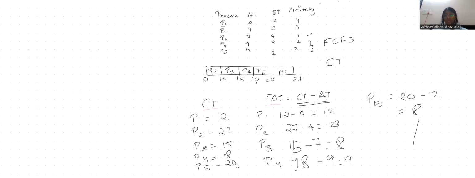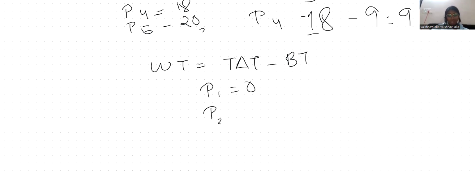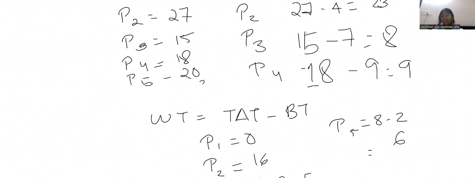To calculate the waiting time, I'm going to do it over here. The waiting time is calculated by turnaround time minus burst time. So I'm going to write the values directly. P1 is 0, P2 is 16, P3 we have 8 minus 3, which is 5, P4, which is 9 minus 3 equals 6, and P5 we have 8 minus 2, which is equal to 6 again. So this is how we solve the non-preemptive algorithm problems.